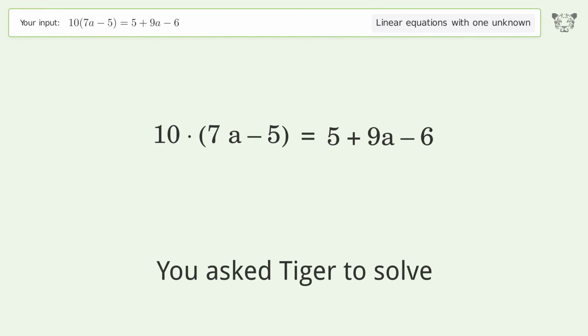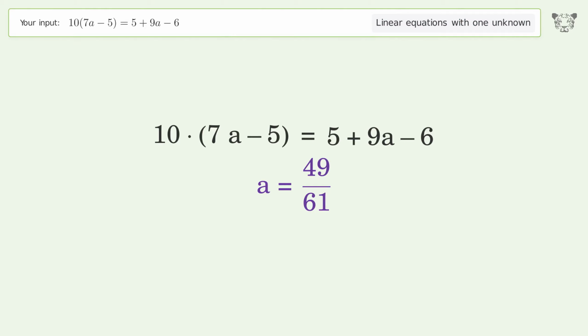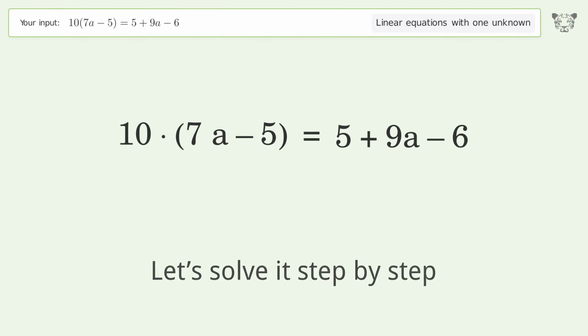You ask Tiger to solve. This deals with linear equations with one unknown. The final result is a equals 49/61. Let's solve it step by step.